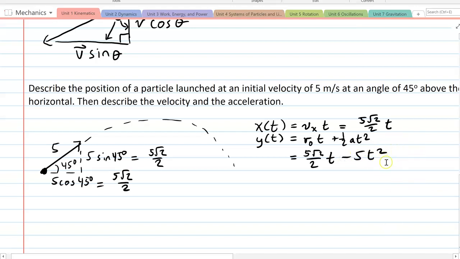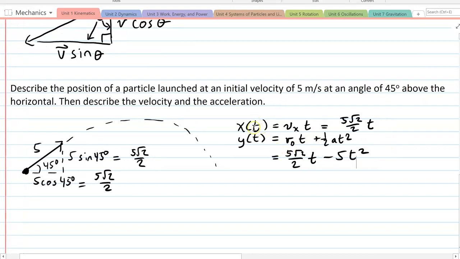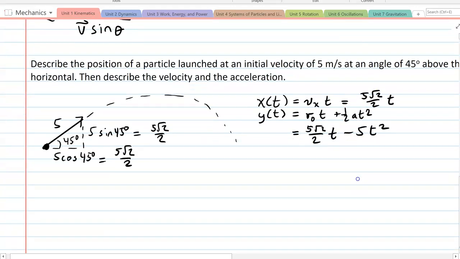And that's exactly what we just did. We described the position of the particle launched at an initial velocity of 5 meters per second at an angle of 45 degrees above the horizontal. So if I were to give you any time, t, I can find the position just using this function right here. Same with the y, I can just describe it using this function here. Now let's describe the velocity and acceleration.